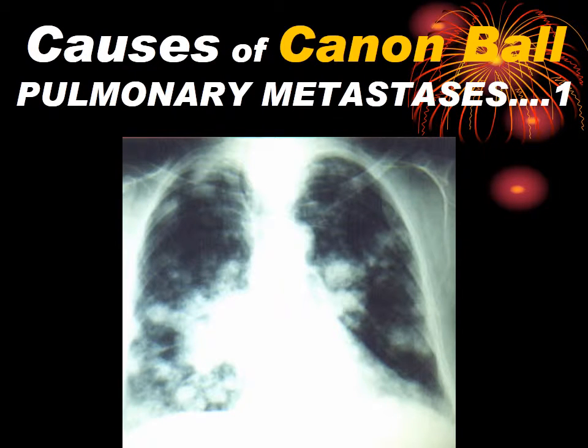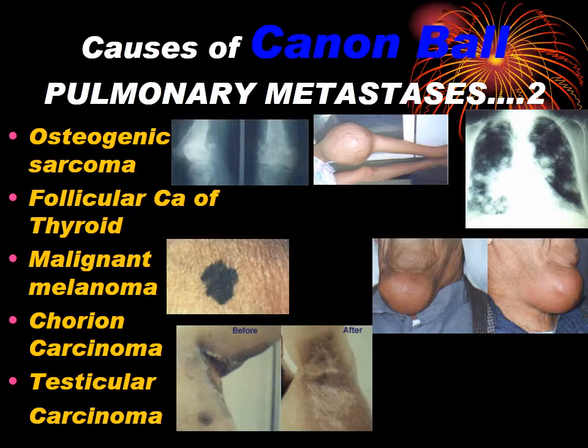Causes of cannonball pulmonary metastases. Which cases have cannonball pulmonary metastases on the chest X-ray? It is seen with osteogenic sarcoma, follicular carcinoma of the thyroid, malignant melanoma, choriocarcinoma, and testicular carcinoma. And you see, this is osteogenic sarcoma, and osteogenic sarcoma. This is melanoma, before radiation and after radiation. And this is cancer of the thyroid gland.